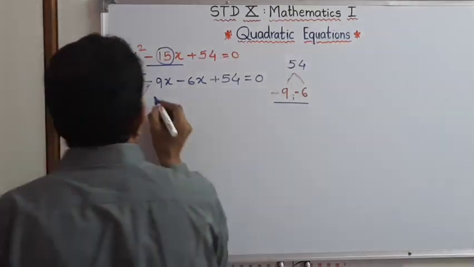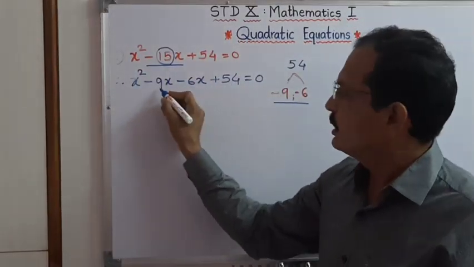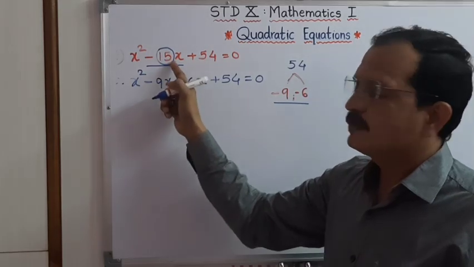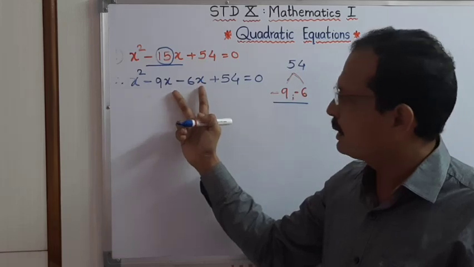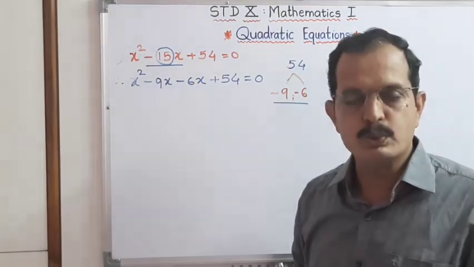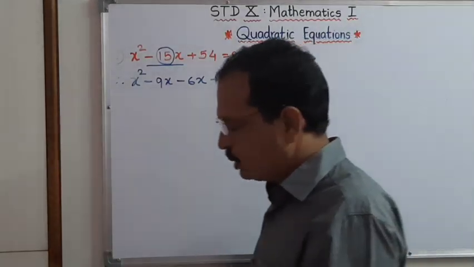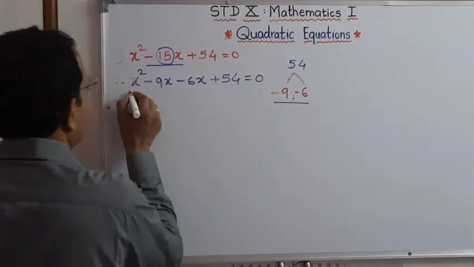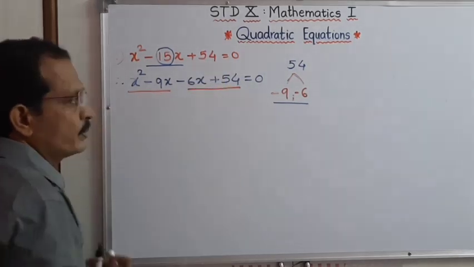Dear students, see here, minus 9x and minus 6x. These are the two parts of this 15x. That means the middle term 15x is divided into two parts. Therefore, this method is also known as splitting of the middle term. Now, make groups of these two: x square minus 9x and 6x plus 54.